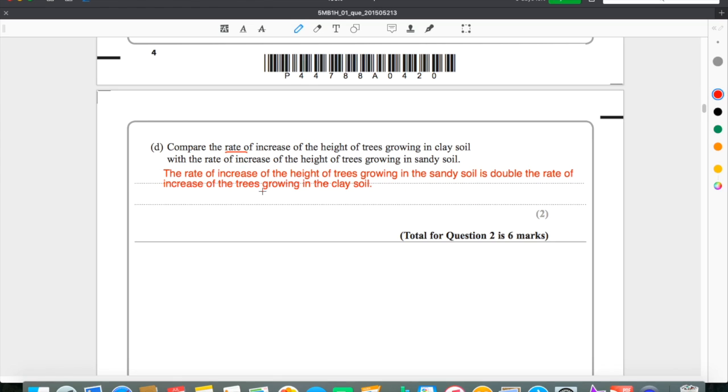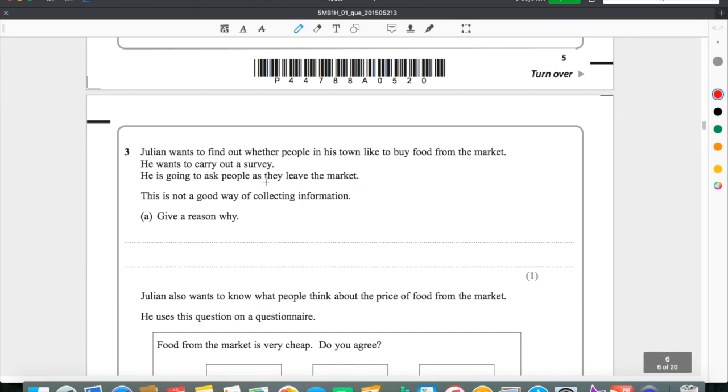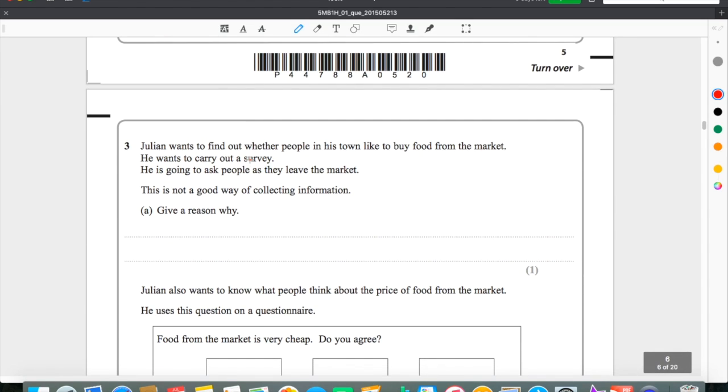Right, so let's look at question 3. So this is a survey question. Julian wants to find out whether people in his town like to buy food from the market. He wants to carry out a survey. He's going to ask people as they leave the market. This is not a good way of collecting information, and we're asked to give a reason why.